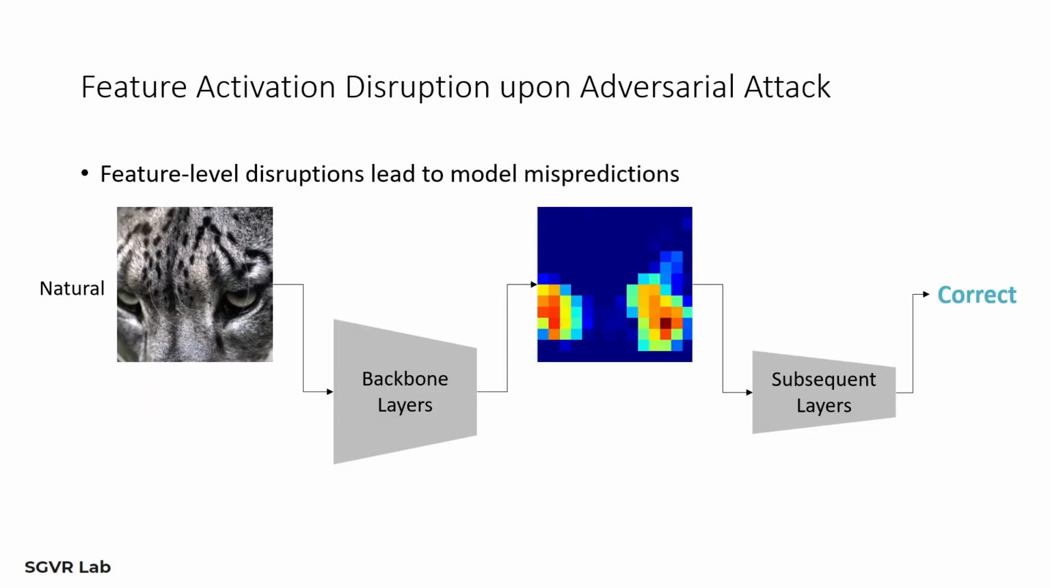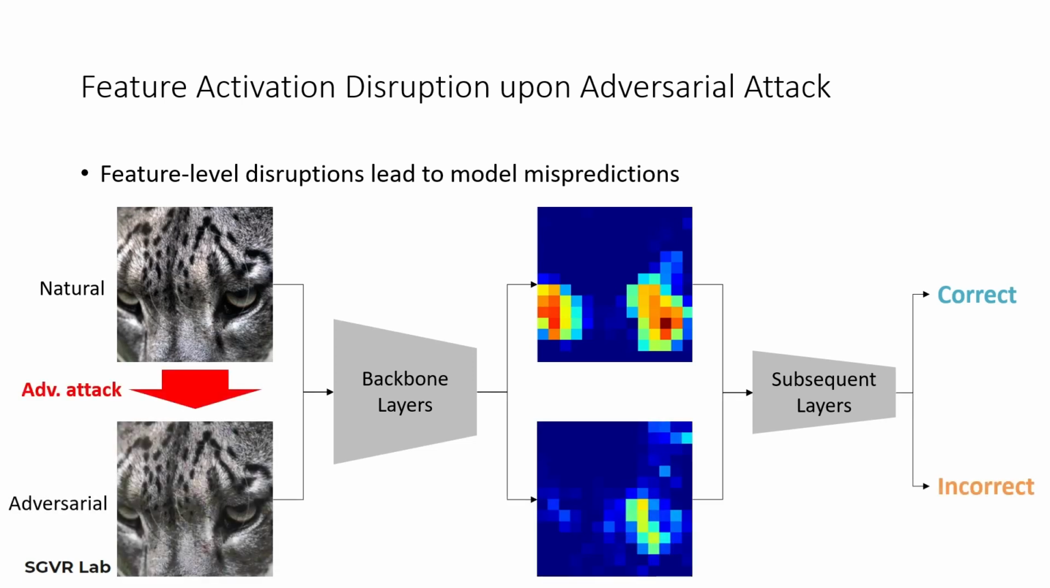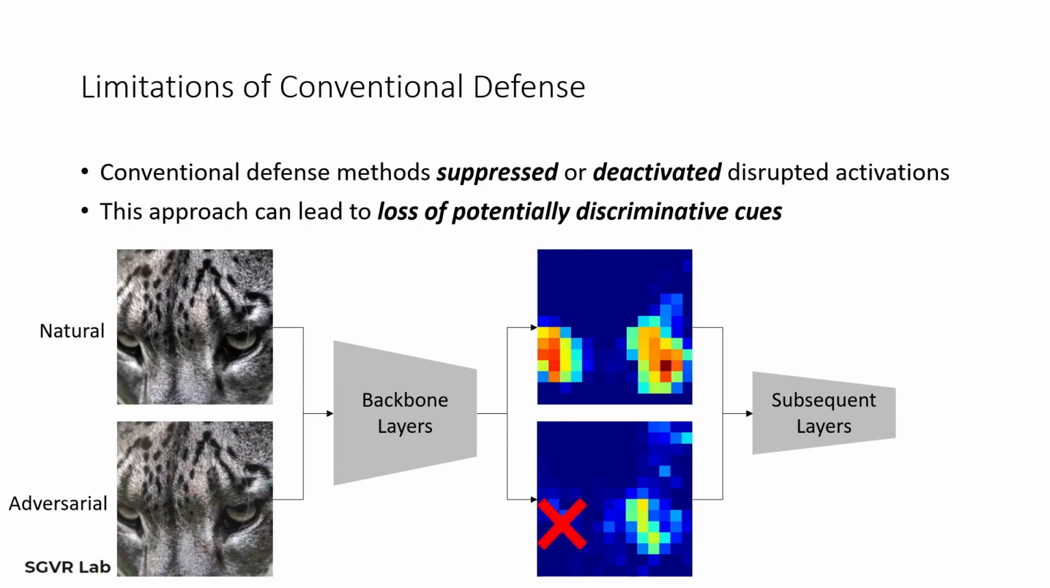Deep neural networks make decisions on an image by learning their feature representations. Adversarial attacks, however, disrupt the feature activations of images, and these disruptions are passed down the network and ruin its final decision. To solve this problem, existing defense methods simply deactivate or suppress these disrupted activations.